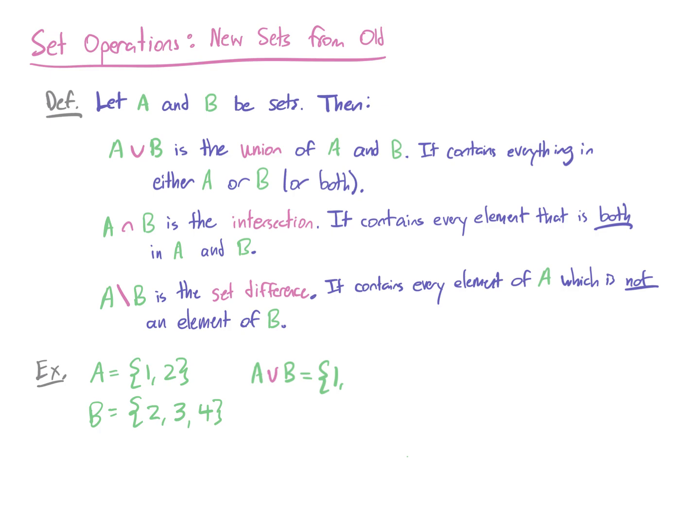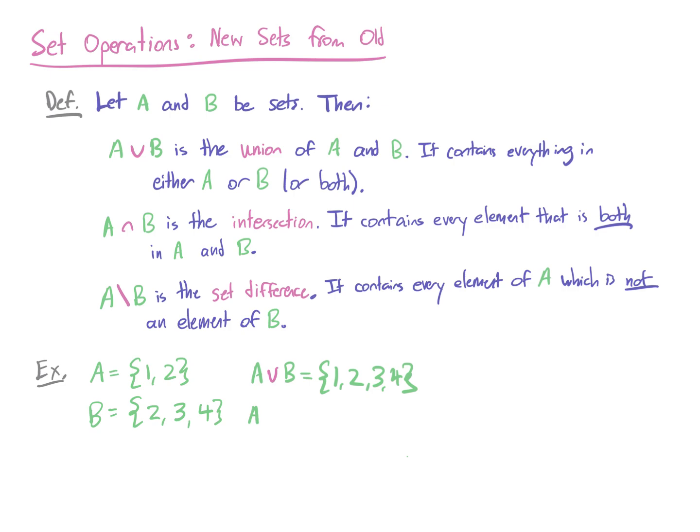Now I move on to element 2. I observe that element 2 is in both A and B. Now remember that sets contain distinct elements. This means that I'm not going to write the element 2 twice. There are no duplicates in sets. But because it's in one or both of these sets, I'm going to write it in as well. And then I'm going to add 3 and 4. They are not in A, but they are in B, and that's enough. So that was the union.